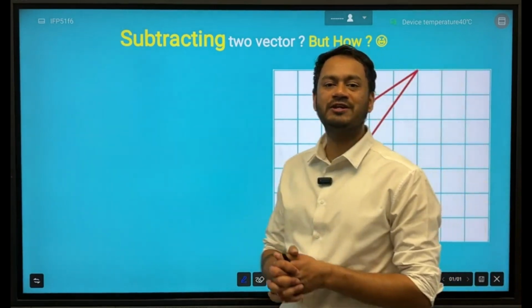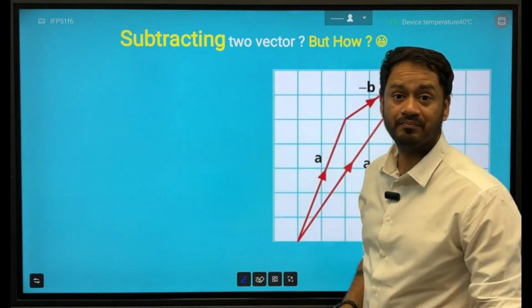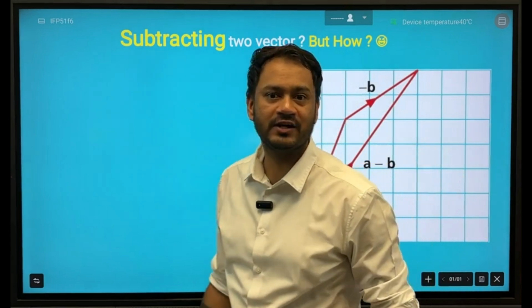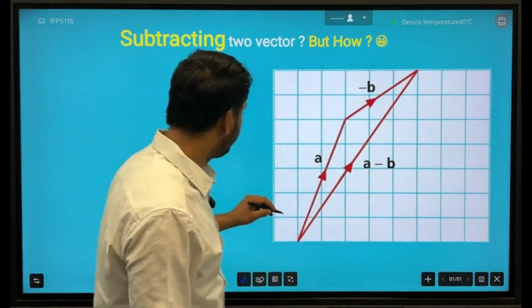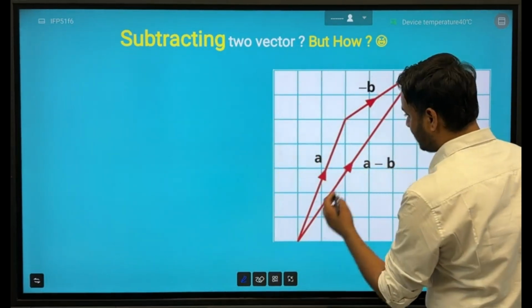Now we'll see how to subtract two vectors. But how? How can we subtract the two vectors? Very easy. First we'll find the vectors of a and b.